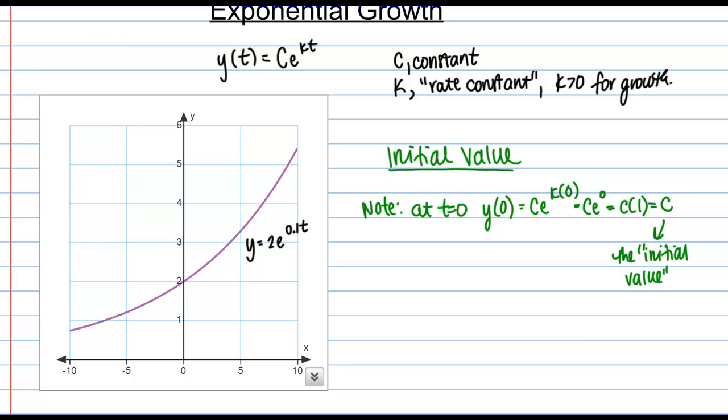So sometimes you'll also see the notation y of t equals y sub 0 e to the kt, and here they're using y sub 0 to represent the initial value.